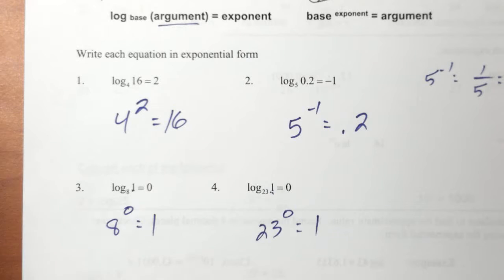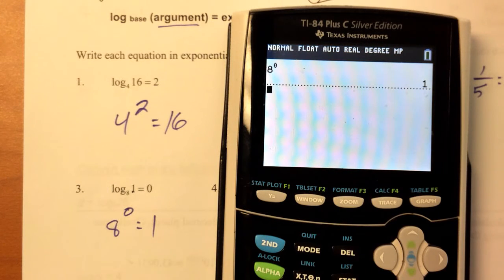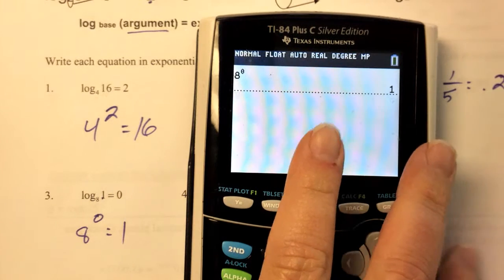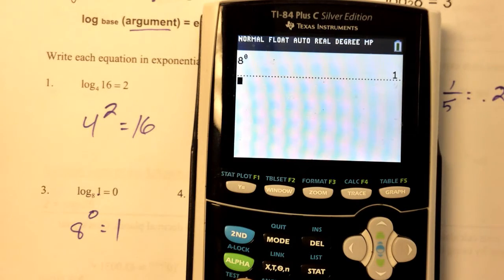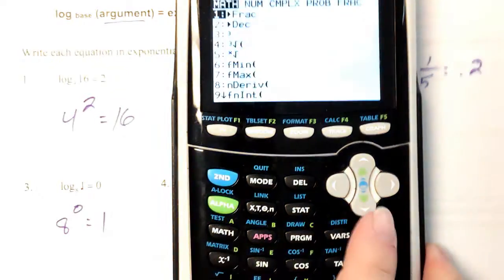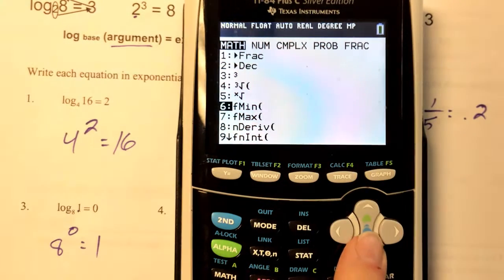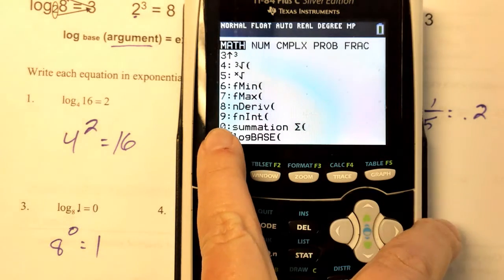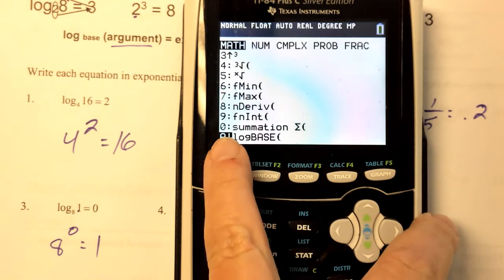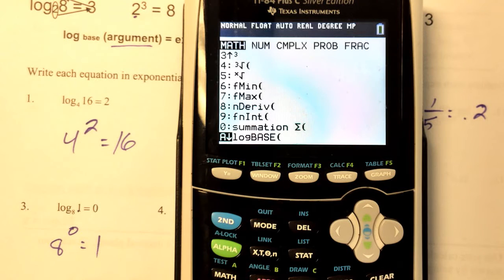By the way, if you want to type a log in your calculator, if you are using one of the newer 84 calculators, this will work. If you are using an old TI-83, we'll see a shortcut in 4.4 that will help you type in your calculator. But most of you are using the newer 84s. If you hit the math button, and then you scroll down in that math menu to option A, so go 0 through 9, then 0, and then option A. Option A says log base.